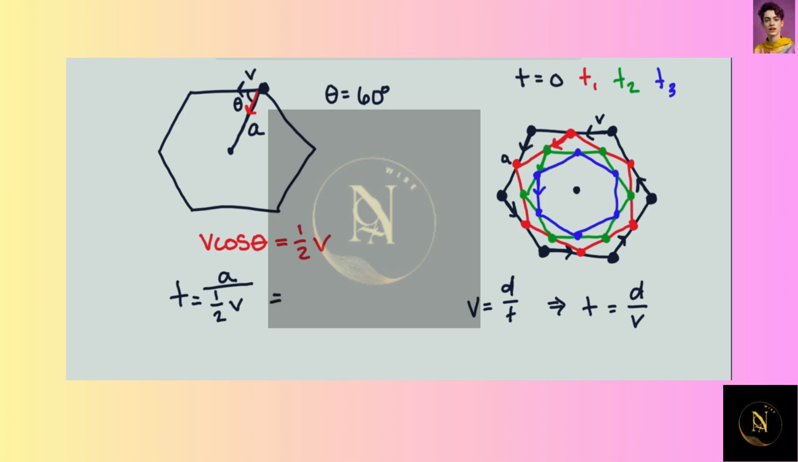And we can make this look a little bit nicer by doing a little algebra: dividing by 1/2 is the same as multiplying by 2. So this is the same as 2A over v. So it will take a time equal to 2A over v for all of the particles to make it to the middle and meet with each other.